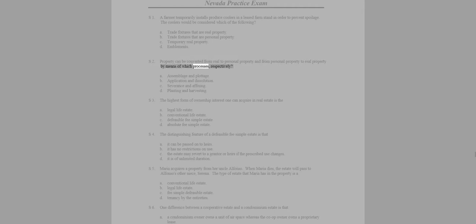S2. Property can be converted from real to personal property and from personal property to real property by means of which processes, respectively? A. Assemblage and plottage. B. Application and dissolution. C. Severance and affixing. D. Planting and harvesting.